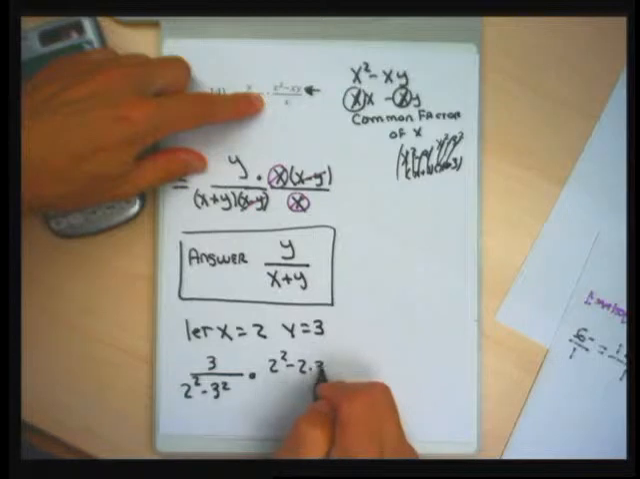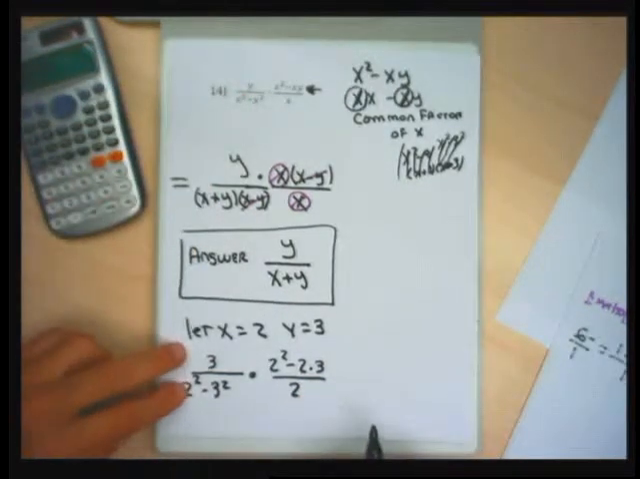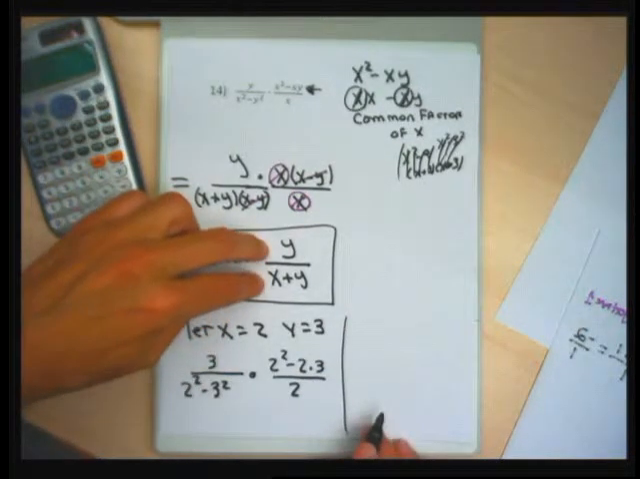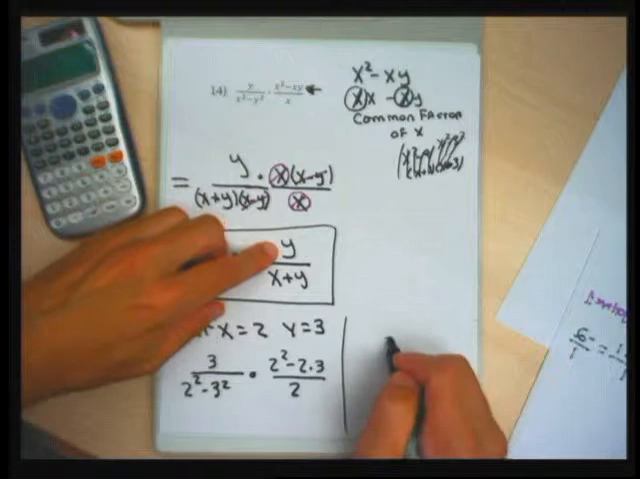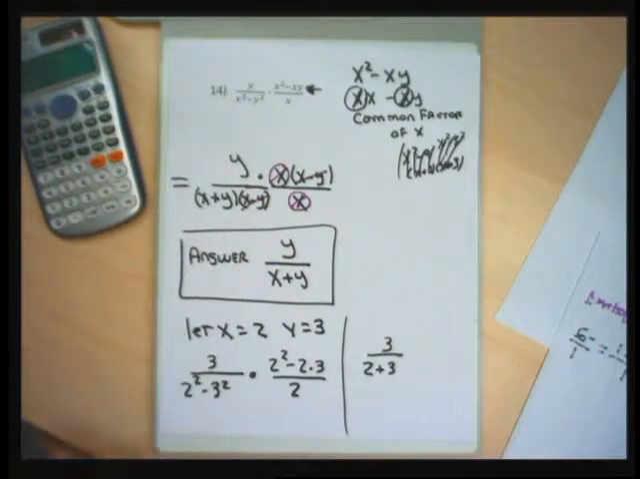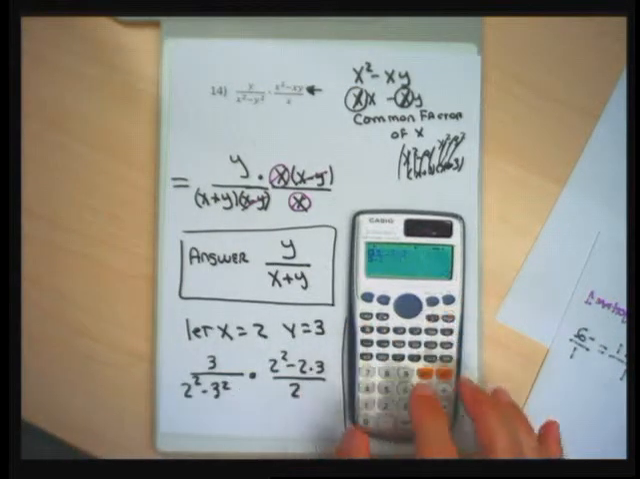This time I'm using times signs as opposed to parentheses. So that's plugging in 2 and 3 for x and y into my original problem. Also, I'm going to do it into my answer. Plug in 2 for x and 3 for y. I'm going to do both of these on my calculator. That's silly to do on my calculator. But for my answer to be hopefully correct, these things have to reduce to the same number.